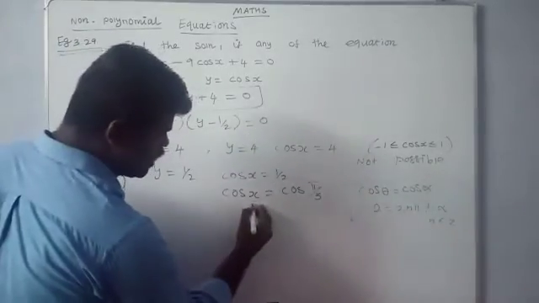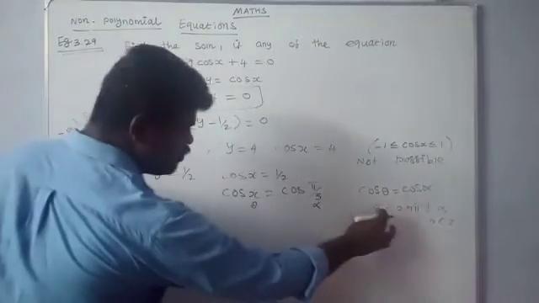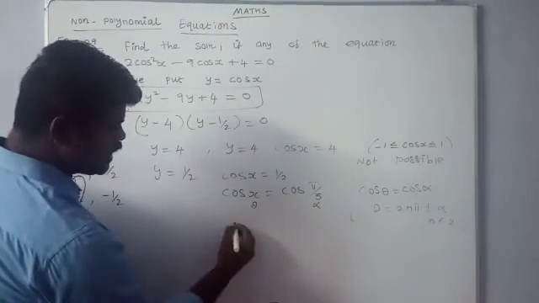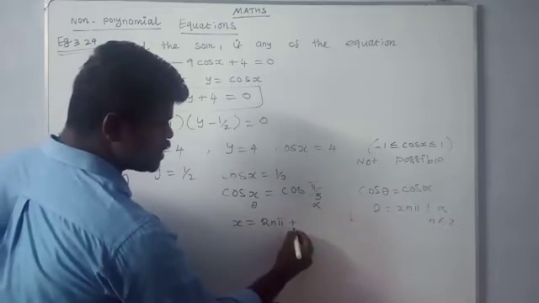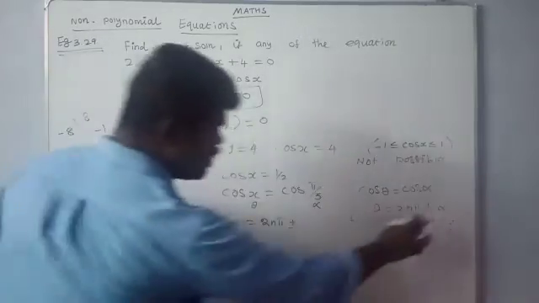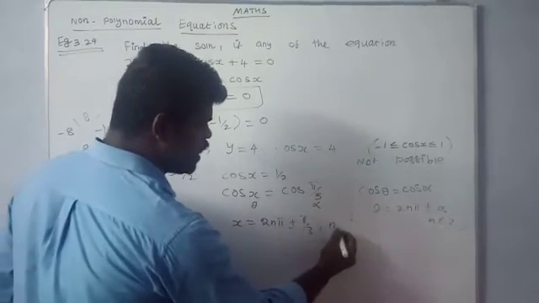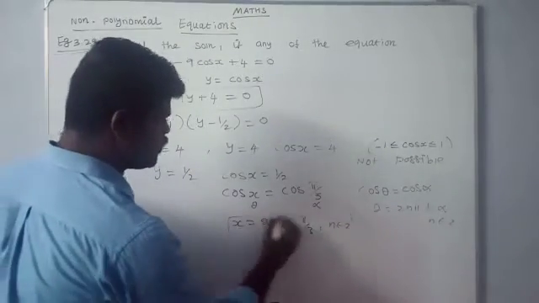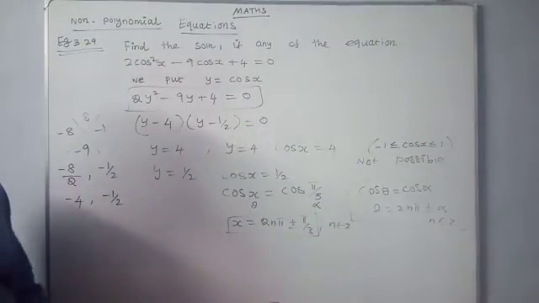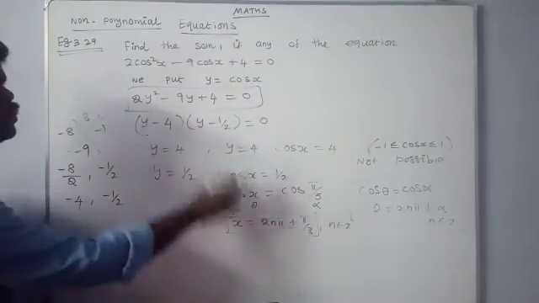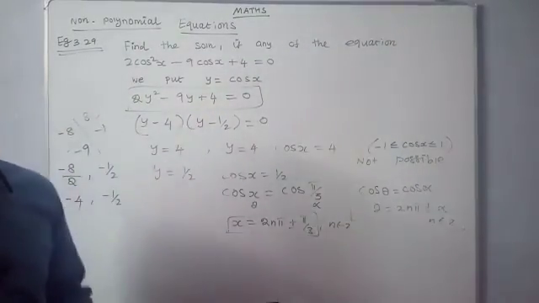Here theta means what? x, and alpha means what? Pi by 3. Now replace this form. Theta means x. x is equal to 2n pi plus or minus alpha value. What is alpha value? Pi by 3, comma n belongs to z. This is the solution of this equation. These are the roots of the equation. Refer to the sum and we go to another one.